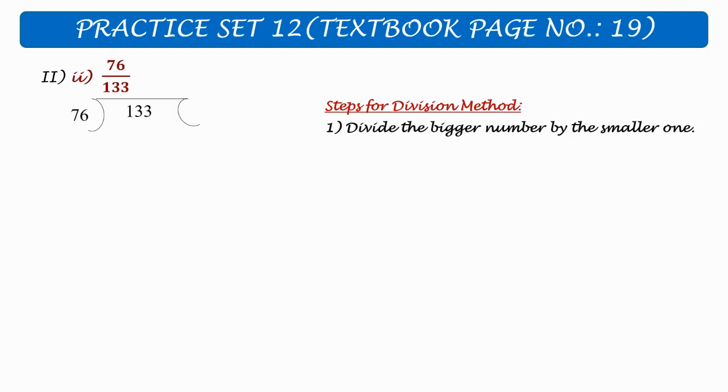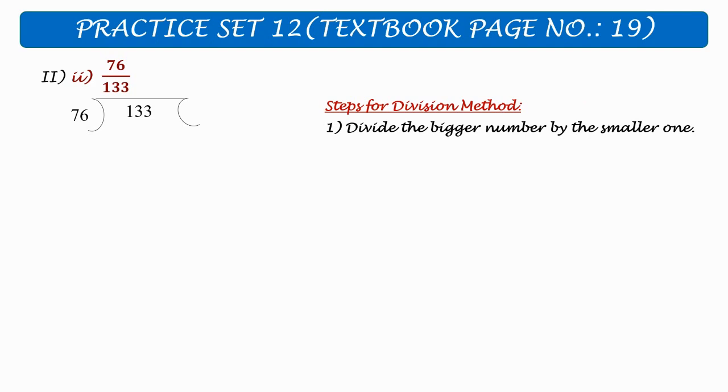Now the second question is 76 upon 133. Again, the same method we will be following. So 76 is the smaller one and 133 is the bigger one. So in the first step, we have to divide the bigger number by the smaller one.